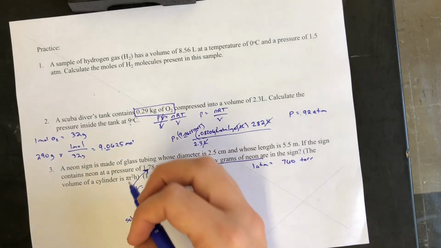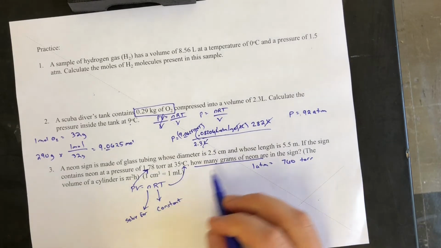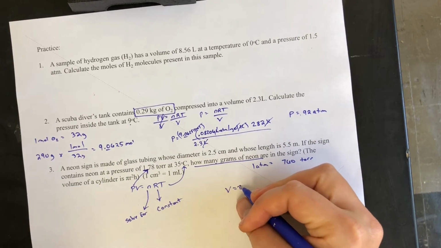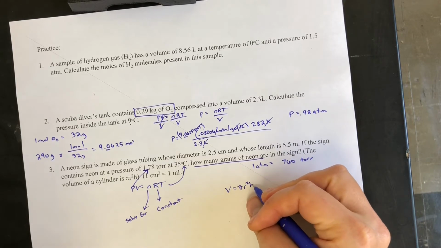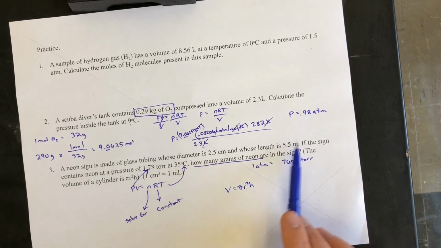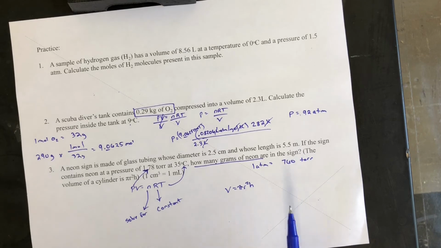So the other quantity that we need is volume. They tell us volume is equal to pi r squared times height for a cylinder. We know the diameter and we know the length, so we can calculate our volume using that. Your units don't match up, so make sure you get to equivalent units, but beyond that, solve for volume, plug into your equation, and then you should be able to solve for moles.